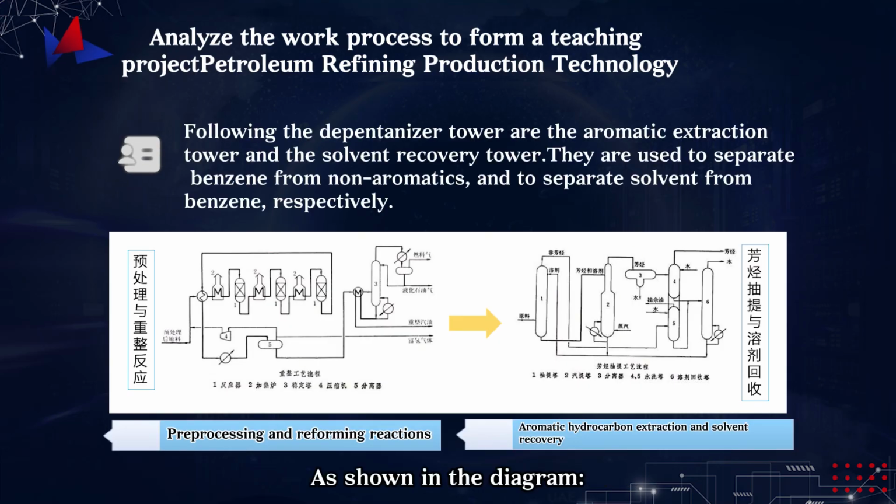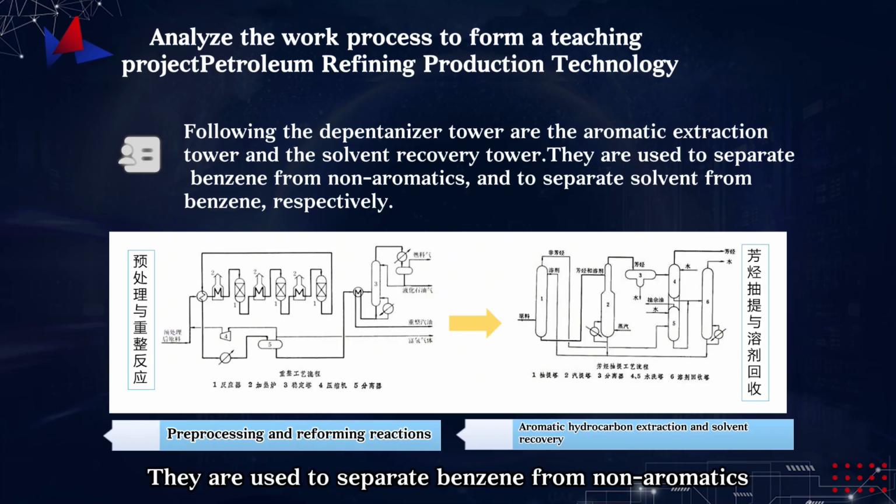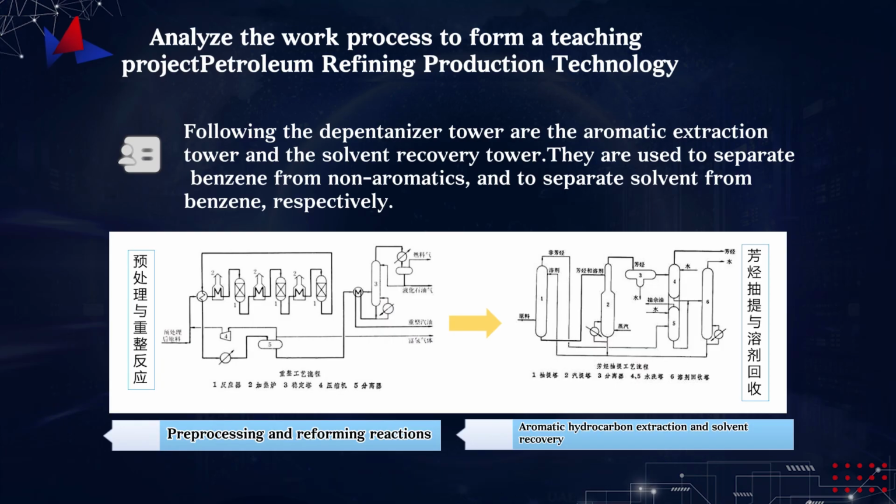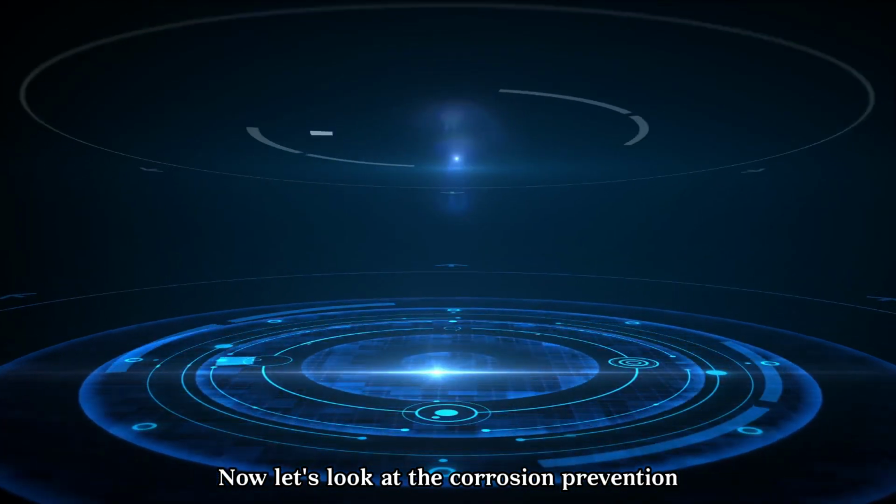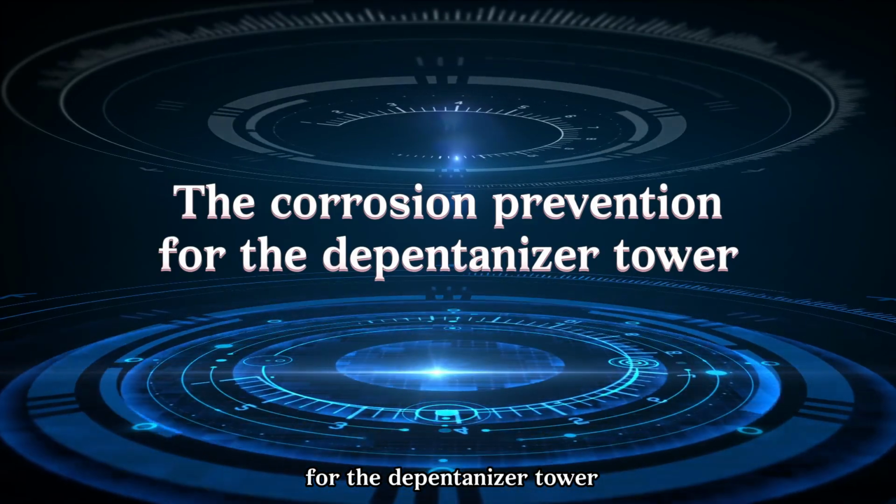As shown in the diagram, following the depentanizer tower are the aromatic extraction tower and the solvent recovery tower. They are used to separate benzene from non-aromatics and to separate solvent from benzene, respectively. Now let's look at the corrosion prevention for the depentanizer tower.